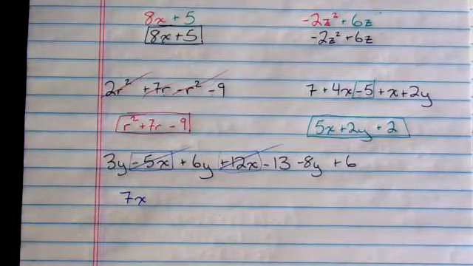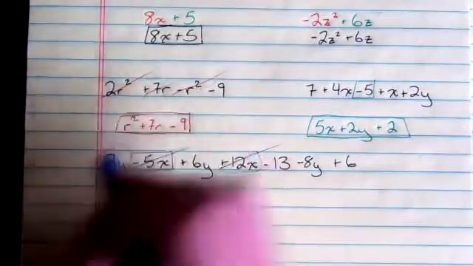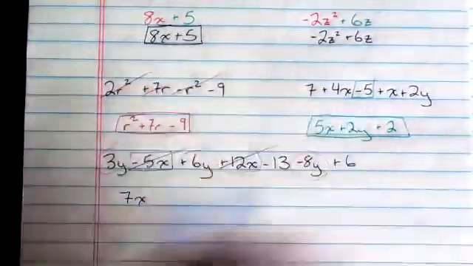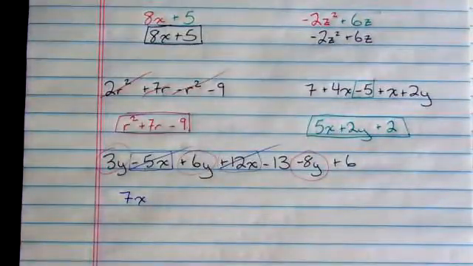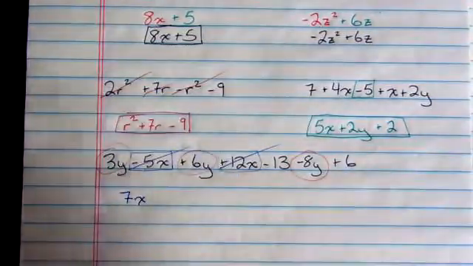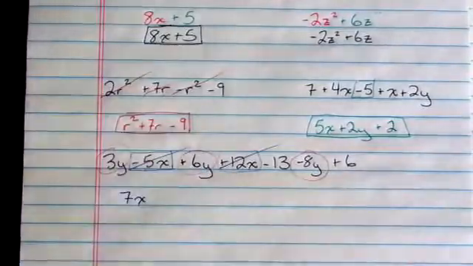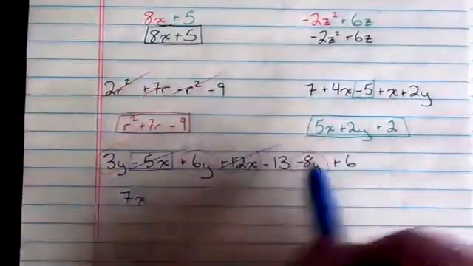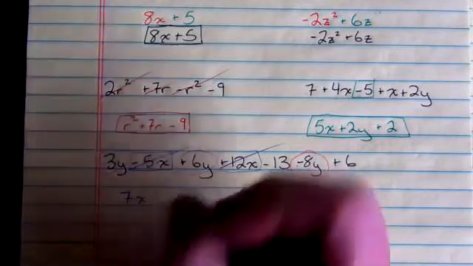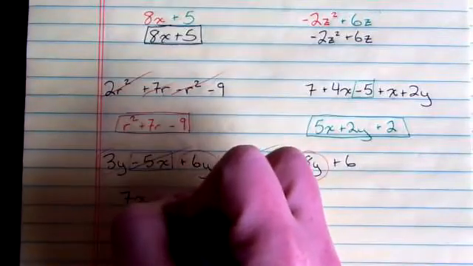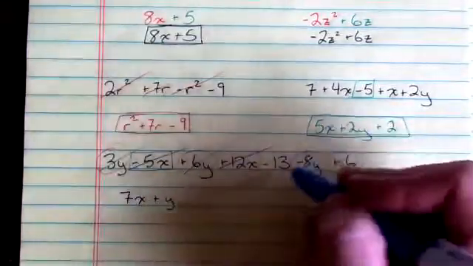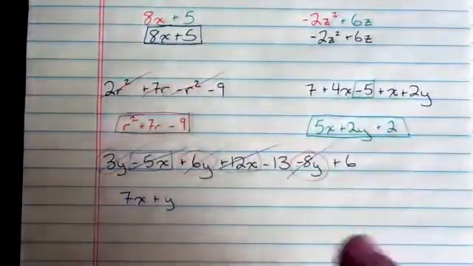Now let's look at anything with a y. We have a 3y, we have a positive 6y, and we have a negative 8y. So let's just do some math. 3 plus 6 is 9. 9 minus 8 is 1. So we have a plus 1y or plus y. So we can cross these out. These go bye-bye.